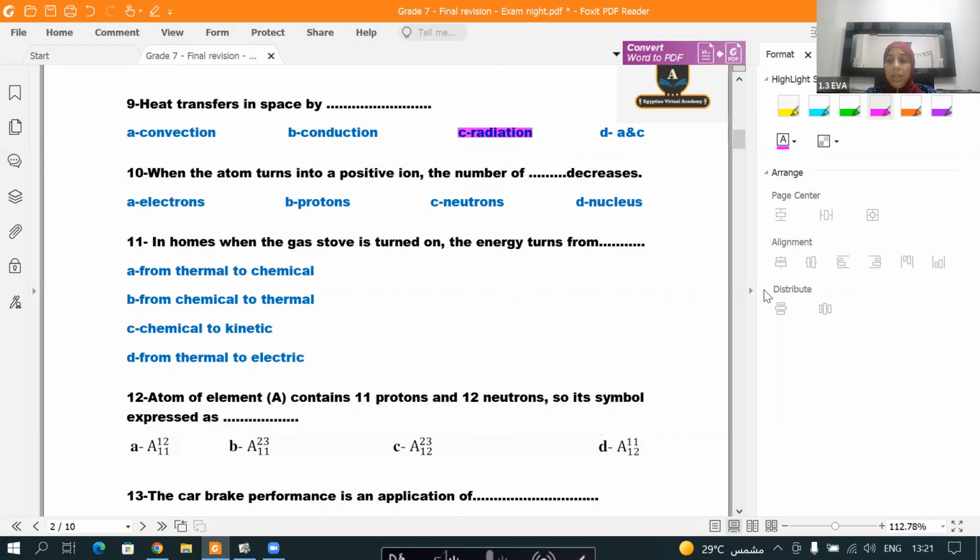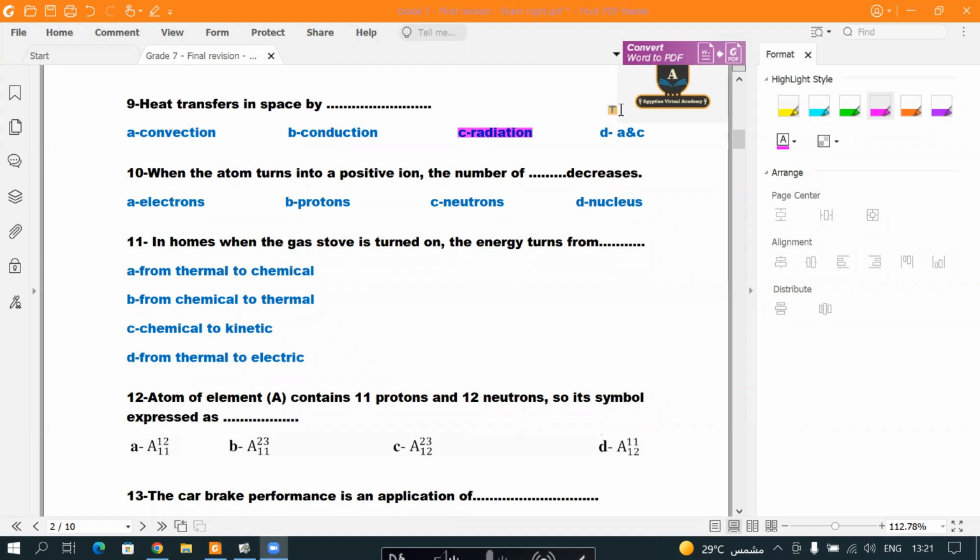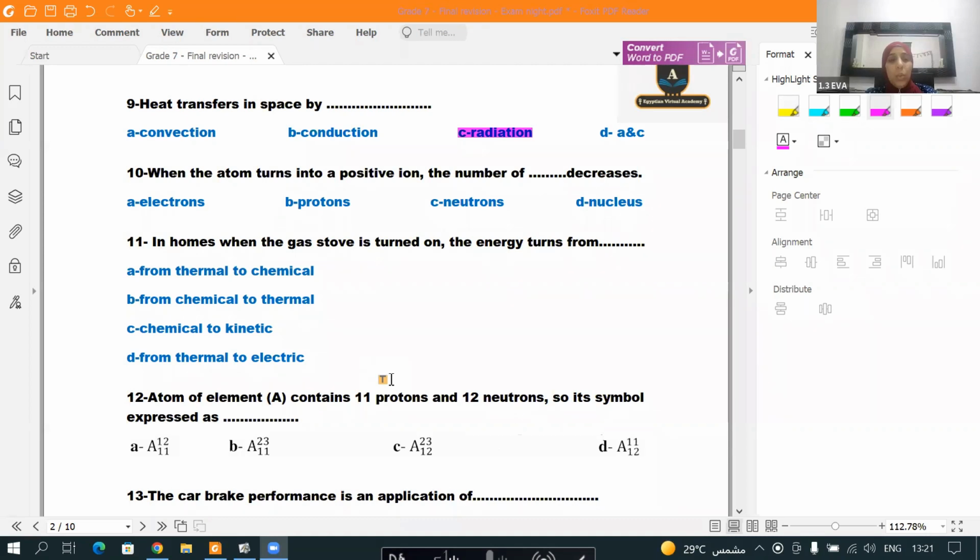Question number 10. Ahmed Sabri. Question number 10. When the atom turns into a positive ion, the number of electrons... Ahmed, we are in number 10. I read number 11. Okay, no problem. Just go to number 10. When the atom turns into a positive ion, the number of electrons decreases.